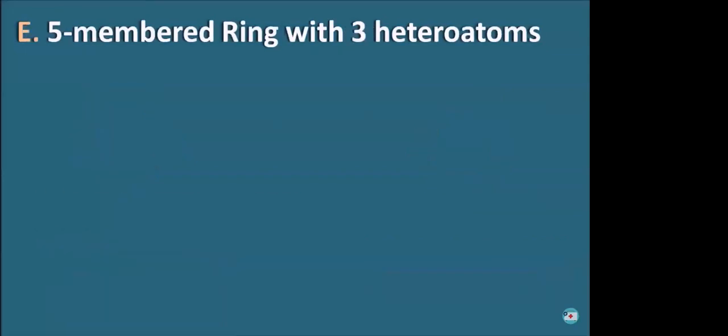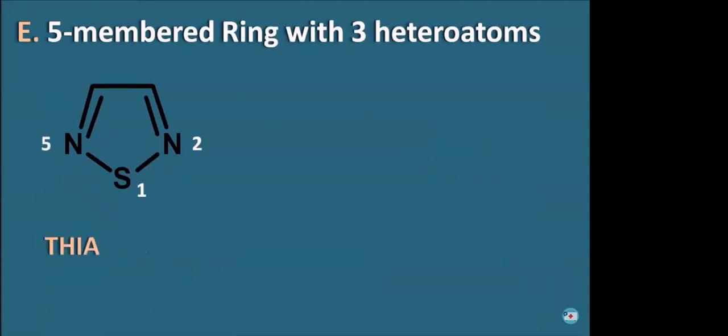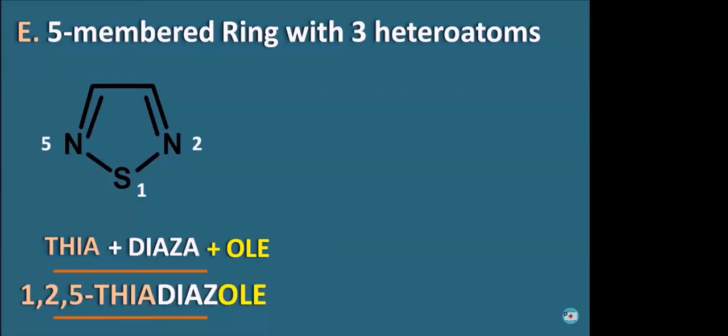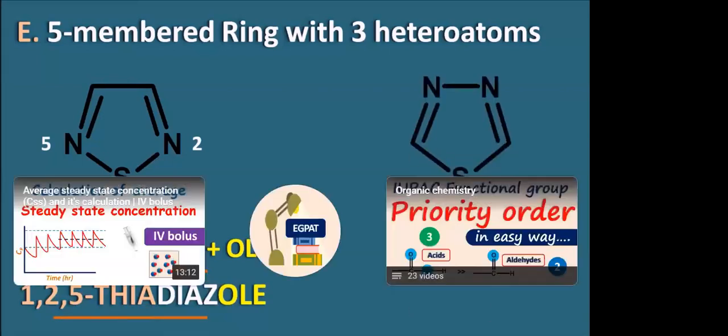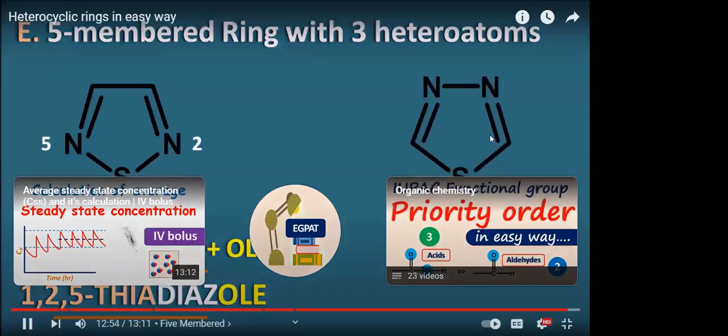Next one is the 5-member rings with 3 heteroatoms. So let us take one example here, sulfur, nitrogen, and nitrogen. So sulfur is at the first position, and then the nitrogen at the second position, and the third nitrogen is at the 5th position. So here the heteroatoms are present at the first, second, and 5th positions. And the prefix is thia, and here 2 nitrogens are there. Therefore, it is diaza, and it's a 5-member ring system, that is 4. This is again another ring system. Now here the sulfur is at the first position.